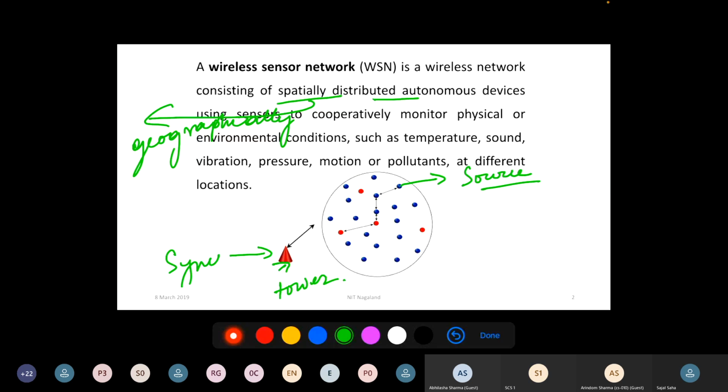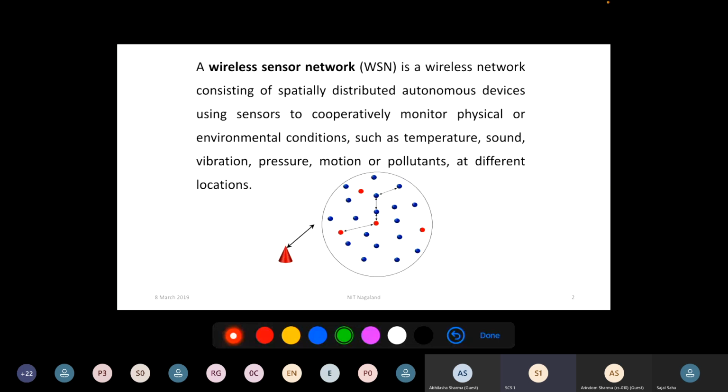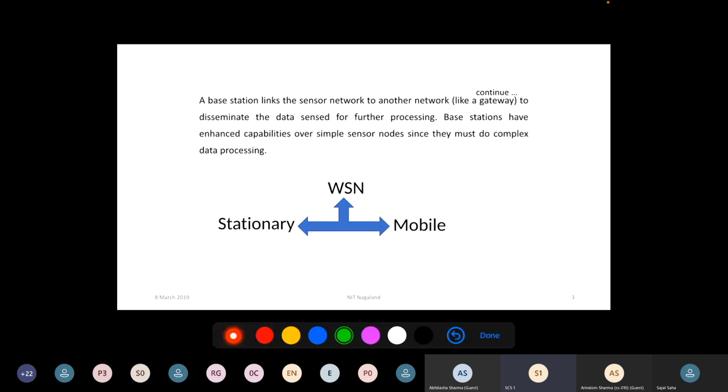Okay. So a wireless sensor network consists of spatially distributed autonomous devices using sensors to cooperatively monitor physical and environmental conditions such as temperature, sound, vibration, pressure, motion, or pollutants at different locations. So those sensors will take the temperature data, sound data, vibration data, pressure data, motion data, and pollutant data from the different locations. Now the wireless sensor nodes are of two types. One is stationary, another is mobile.